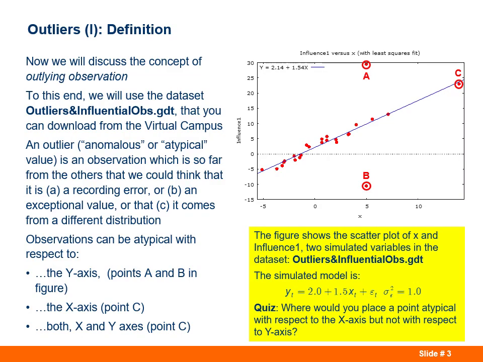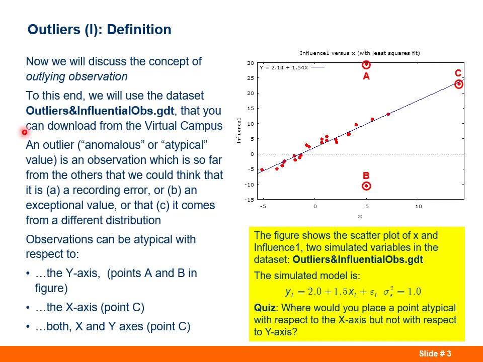In this slide, we define the concept of outlier or outlying observation. To this end, we will use the dataset Outliers and Influential Observations GDT that you can download from the virtual campus. An outlier, which is also called anomalous or atypical observation, is a data point which is so far from the others that we could think that it is due to a recording error, an exceptional value, or that it comes from a different distribution.